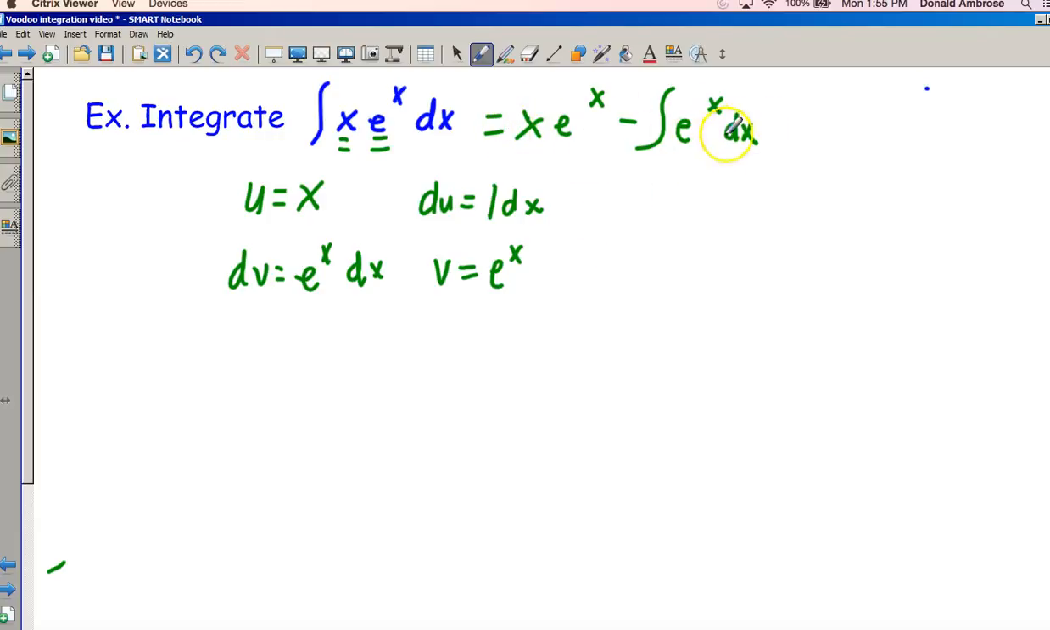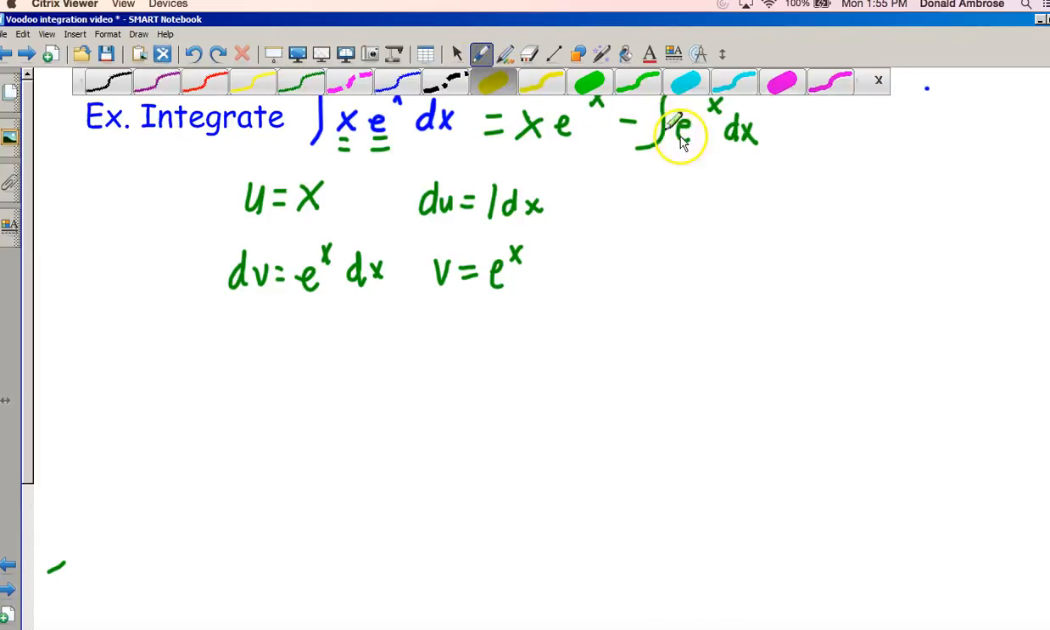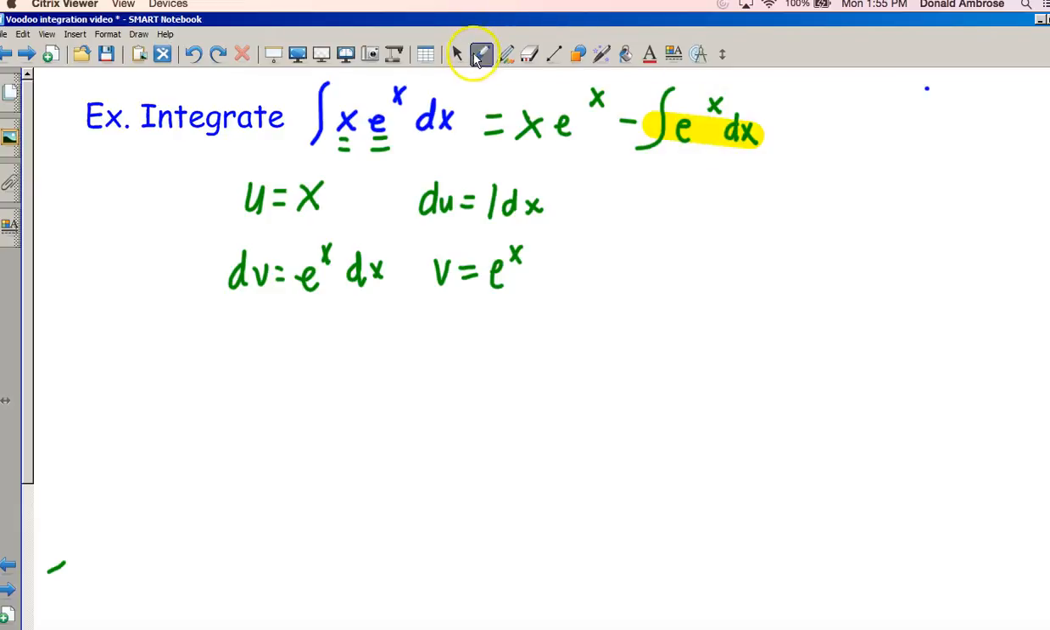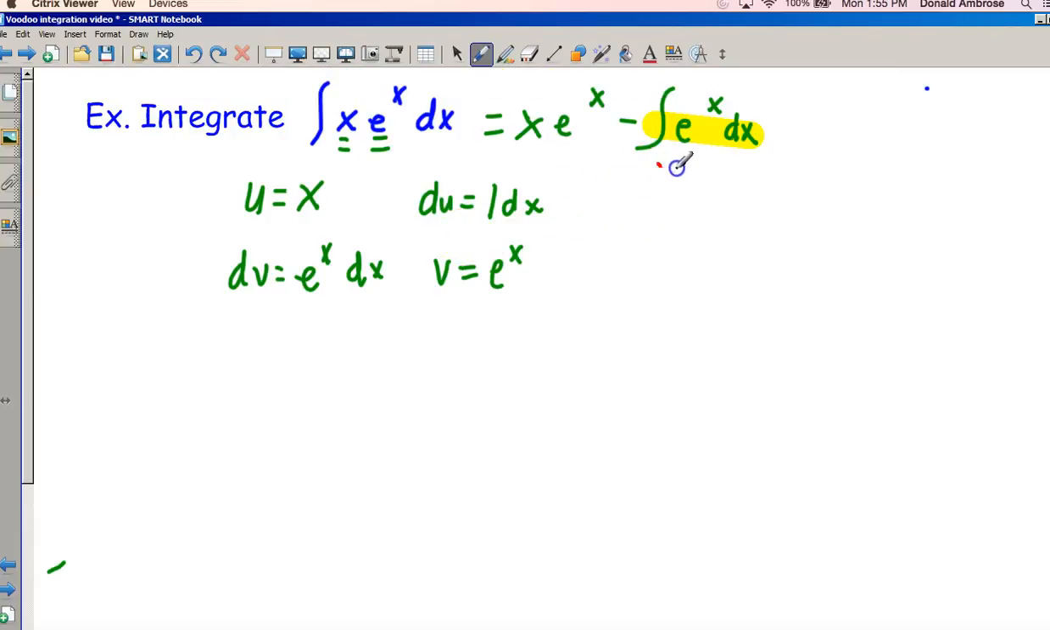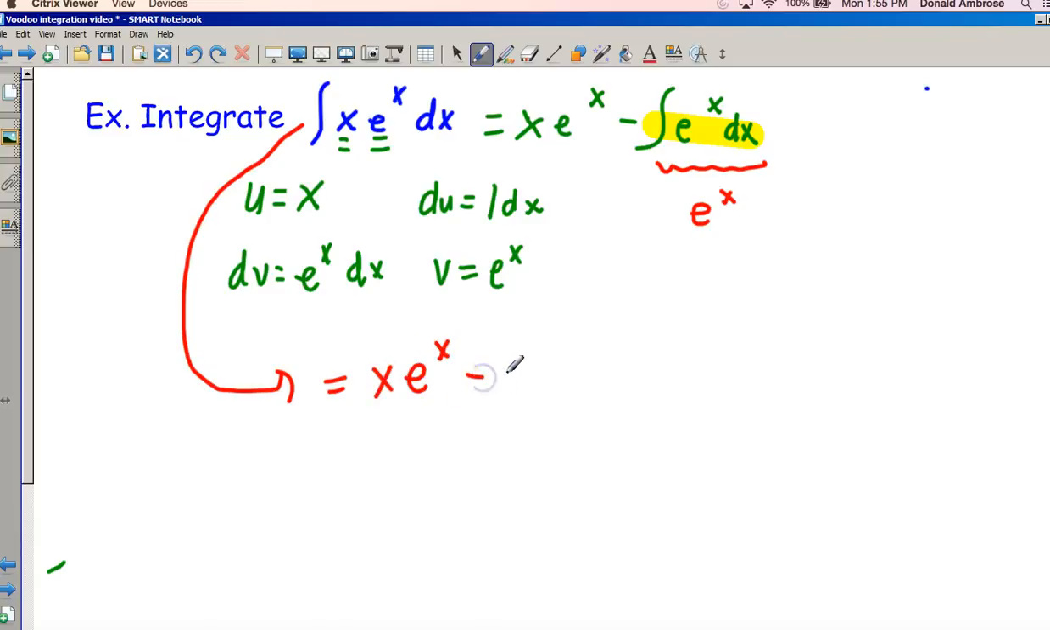Now that I've substituted everything into my voodoo formula, the only thing left that I need to do here is integrate this voodoo integral. That's all that I have left to do. And the antiderivative of e to the x, well, we know that's e to the x. So the answer to this particular integral is that it is equal to x times e to the x minus e to the x, and then don't forget the plus c at the end. So this is the method of integration by parts, or voodoo integration.